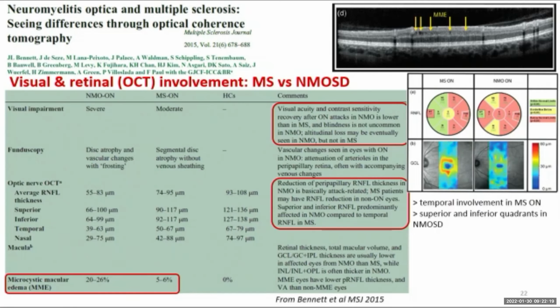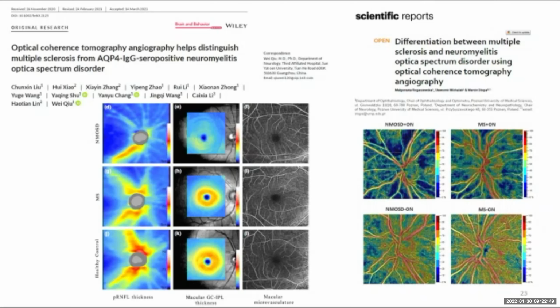And in NMOSD, it is also more frequent to see microcystic macular edema that we can see here in the inner nuclear layer, that is interpreted as from the Muller cells and associated with possible traction of the inner nuclear layer from the loss of axons. Also, NMOSD shows more severe vascular retinal damage found using OCT angiography, as we can see in these examples, and on the left, one from China.